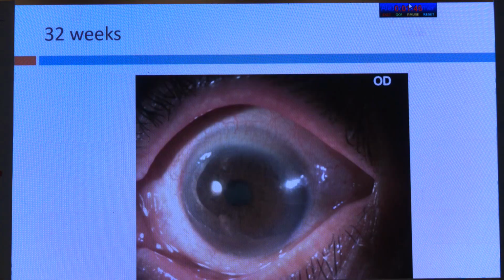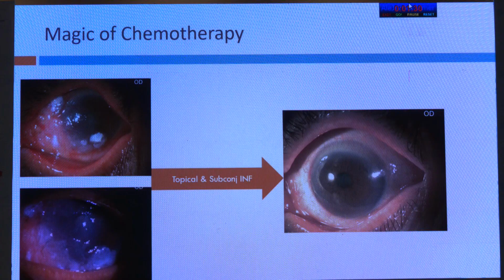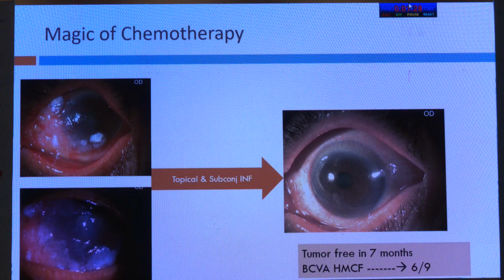This is how the patient looks 4 months, and now at 8 months, the lesion has completely regressed from the conjunctiva as well as the cornea. The vessels that were present also regressed completely, and the vision improved to 6/12 with refraction. So that is the magic of chemotherapy, with topical and subconjunctival therapy.